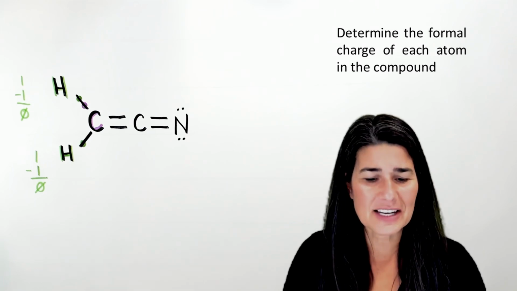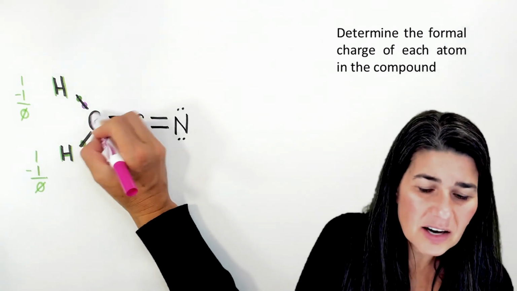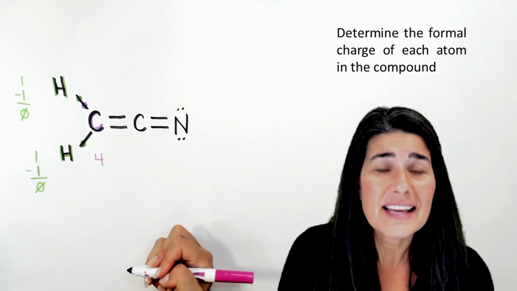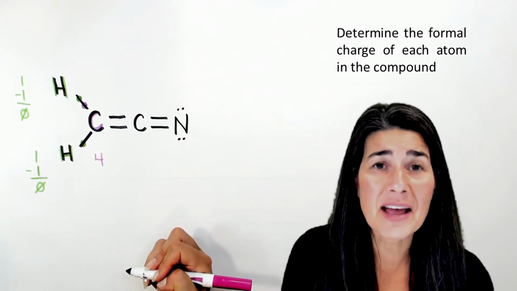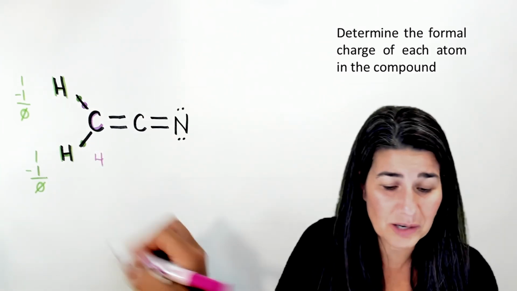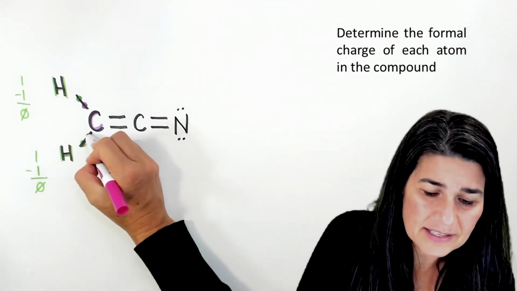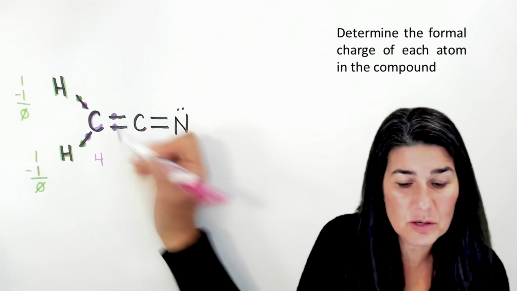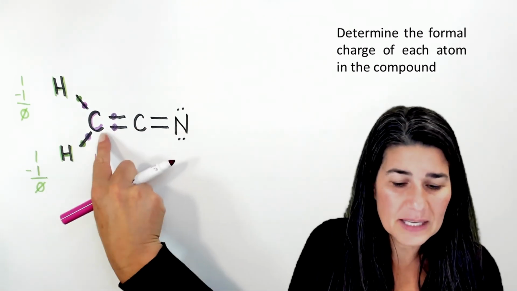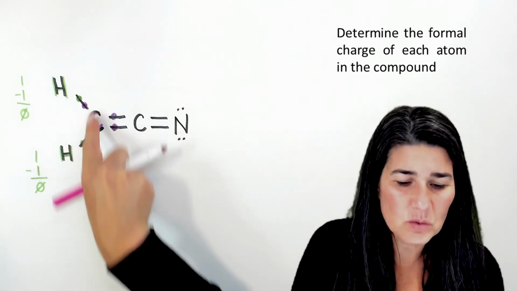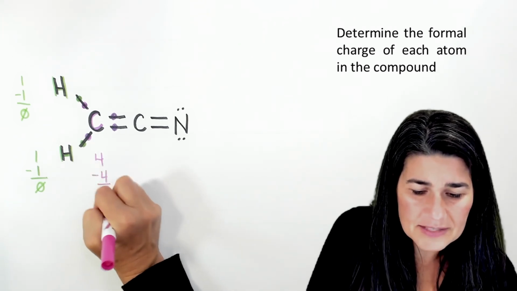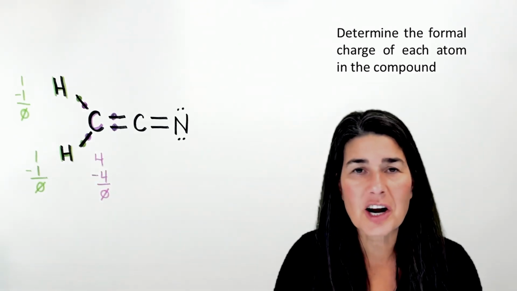Now let's go ahead and take a look at carbon. Carbon is supposed to have 4 valence electrons. Now, how many electrons are surrounding it that belong to the carbon? Here's one in this bond, one in the second bond with hydrogen, and one in each of those shared bonds. Carbon, supposed to have 4, it has 1, 2, 3, 4. 4 minus 4 gives us 0 formal charge for our carbon.